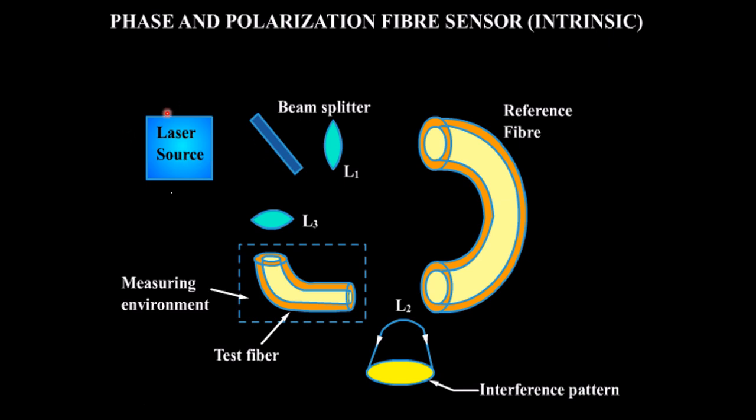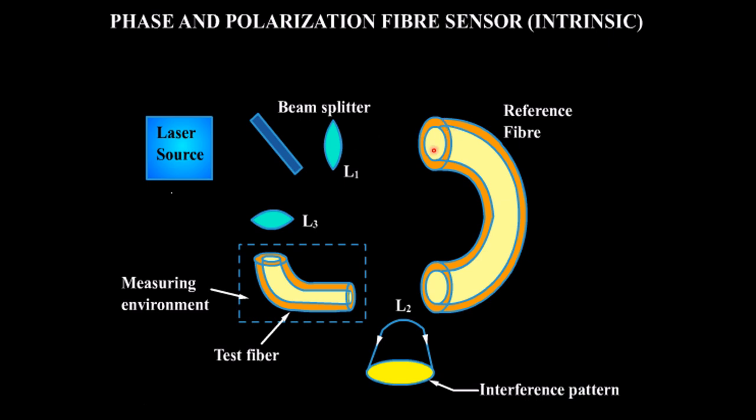For that, we need a laser source which is used to produce laser light. The light is made to fall on a beam splitter. The role of the beam splitter is to split the light into two different directions, perpendicular to each other. One gets transmitted, another gets reflected. The transmitted light is passed through a convex lens to converge all the light rays, which is going to enter the reference fiber.